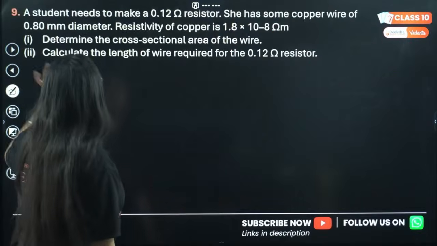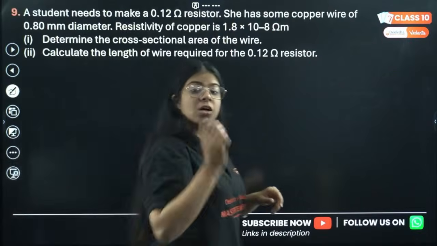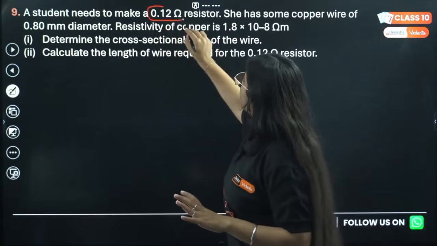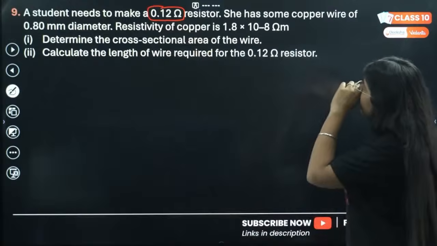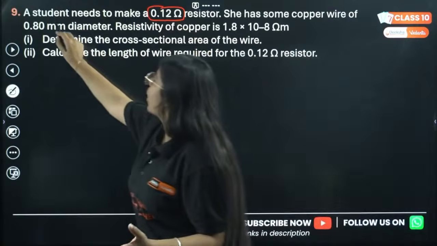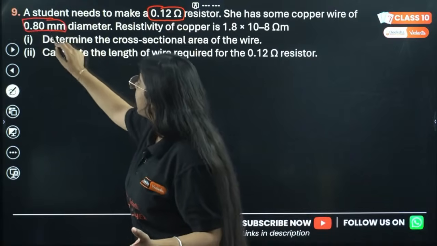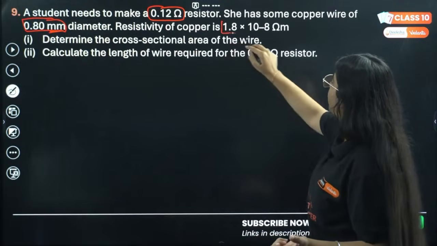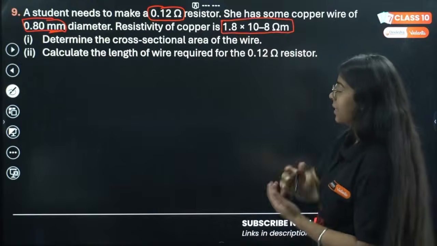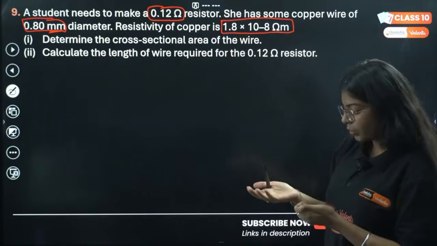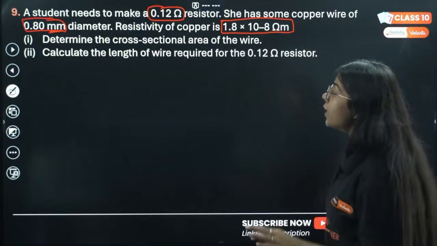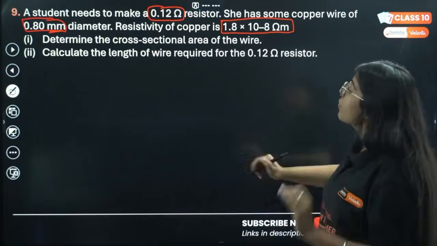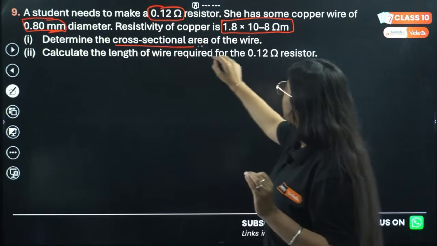Okay, let's move on to the next question, which says a student needs to make a 0.12 ohm resistor. She has some copper wire of 0.80 mm diameter. Resistivity of copper is 1.8 into 10 raised to the power minus 8 ohm meter. Now we need to determine the cross sectional area of the wire.